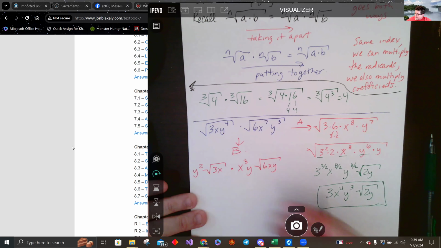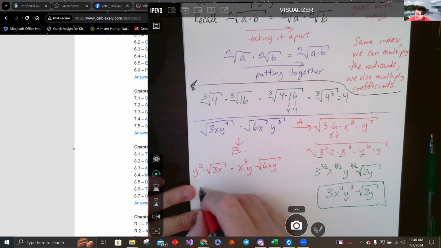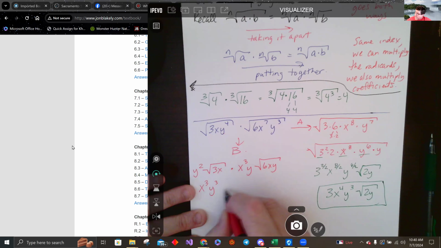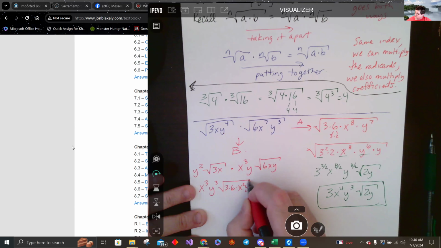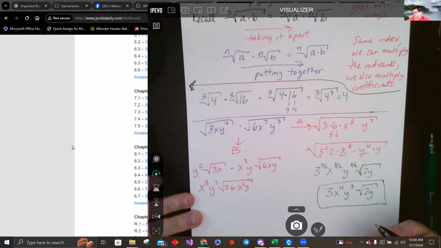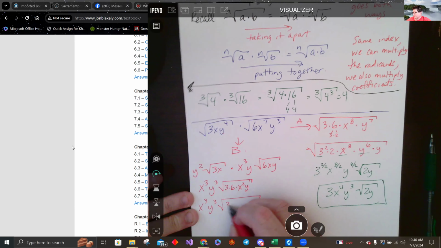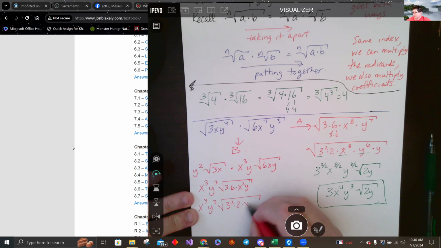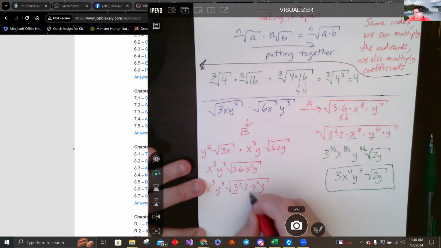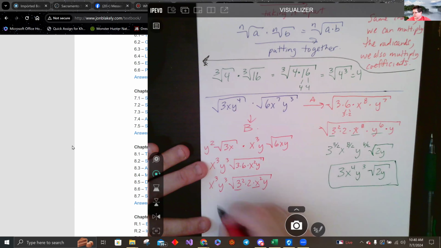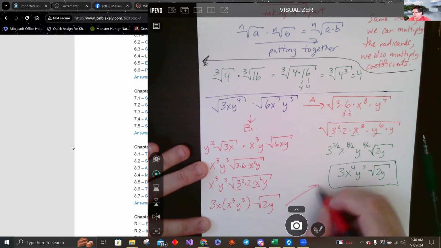Now, when I multiply these together, the inside's a little easier to work with. We've got x cubed, y cubed, square root of 3 times 6 times x squared y. Again, we split that up into 3 squared times 2 times x squared times y. And those come out. I get another 3 and another x outside. And I'm left with the square root of 2y. And we clean that up, we get that.